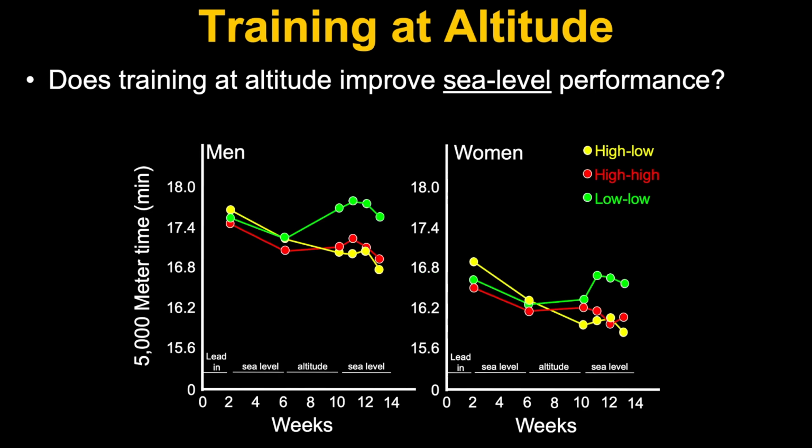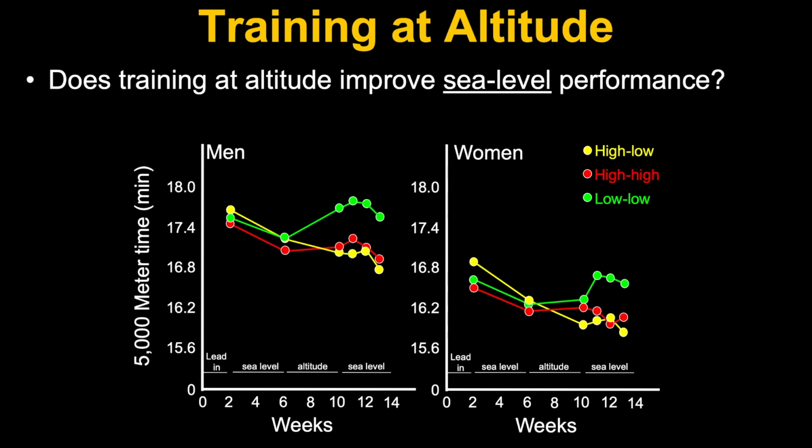In this particular study, on the y-axes of both of these panels, we have the 5,000 meter time in minutes, so exercise performance for the 5,000 meter race, and on the x-axis we have the weeks of this particular study. The nice thing about this particular study is that this is in both men and women. And just as in the previous diagram, the yellow line represents those individuals who lived at high altitude but came down and trained at low altitude. The red line represents those individuals who lived and trained at high altitude, and the green line represents those individuals living and training at low altitude.